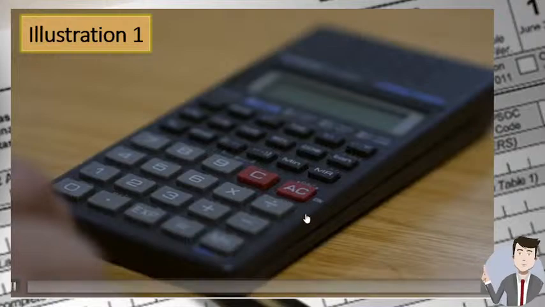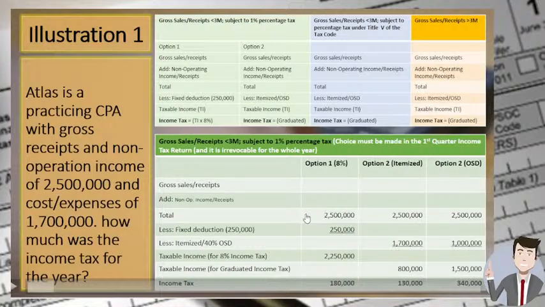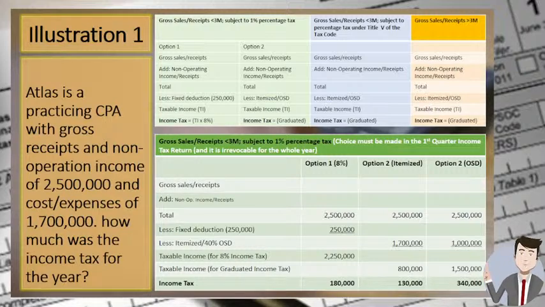Okay, so going back. The income tax for the 8% option is 180,000 only. That is computed by multiplying 2,250,000 by the 8% income tax rate, which gives us 180,000.